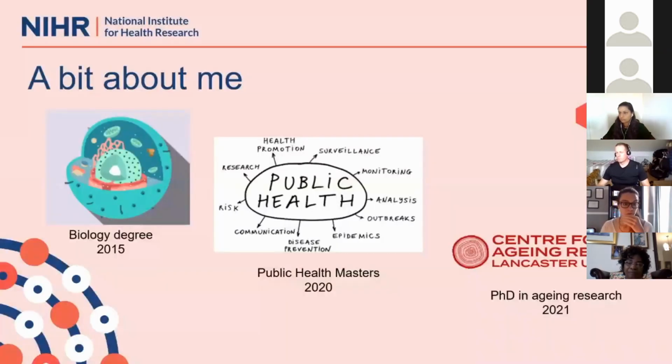So firstly, a bit about me. I have a background in biology where I was first introduced to aging research. I then went on to work in research administration at a university and then completed a public health master's last year. This master's sparked my interest in improving health of populations and reducing health inequalities. This has led me to starting my PhD this year, which focuses on aging research, a crucial area for public health.